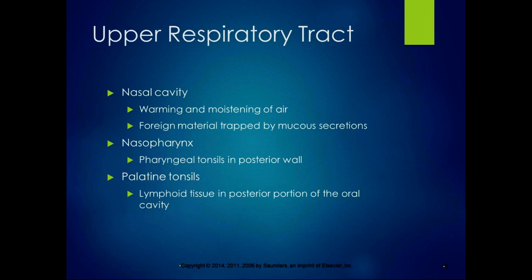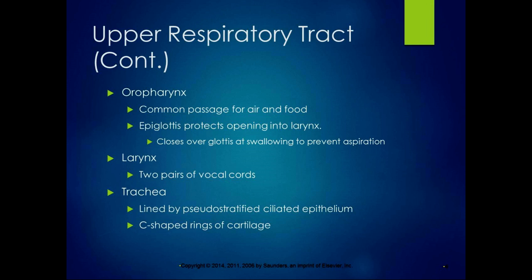So the upper respiratory tract is the nasal cavity, nasopharynx, the tonsils, which are lymphoid tissue, so they're part of the immune system, the oropharynx, larynx, and trachea. So we're not going to go into detail about the anatomy of this because you already know this. The epiglottis protects the opening into the larynx so we don't inhale food into our lungs. That's part of the coughing and vomiting reflexes involve the epiglottis, so we don't aspirate anything.